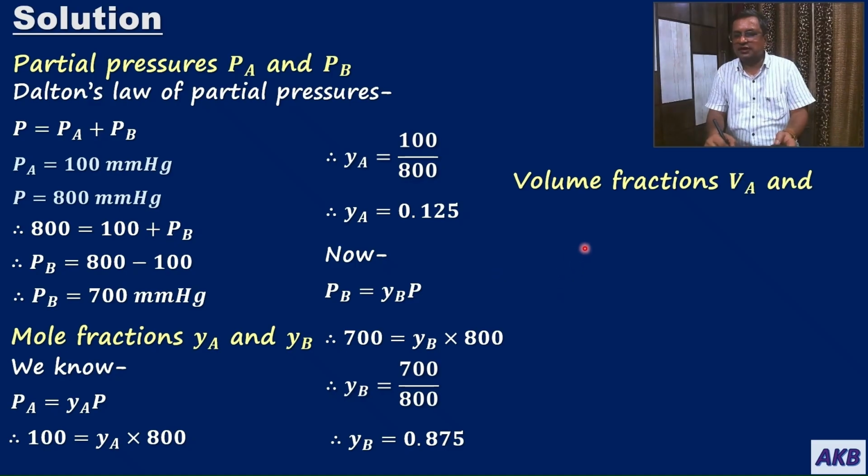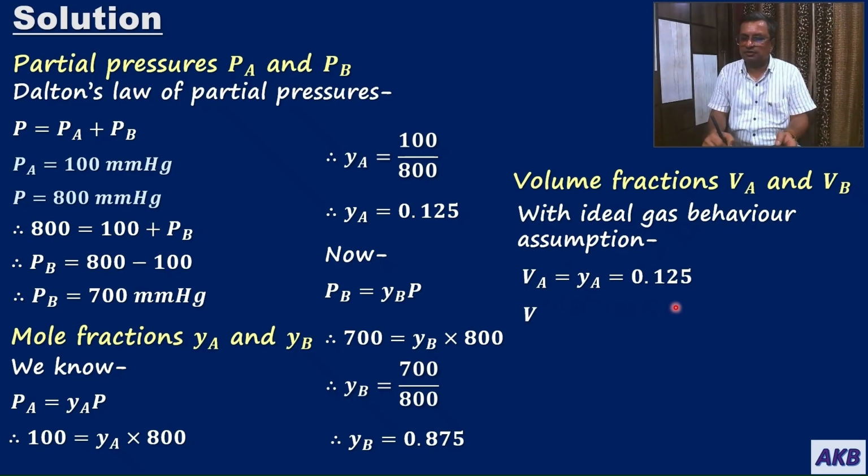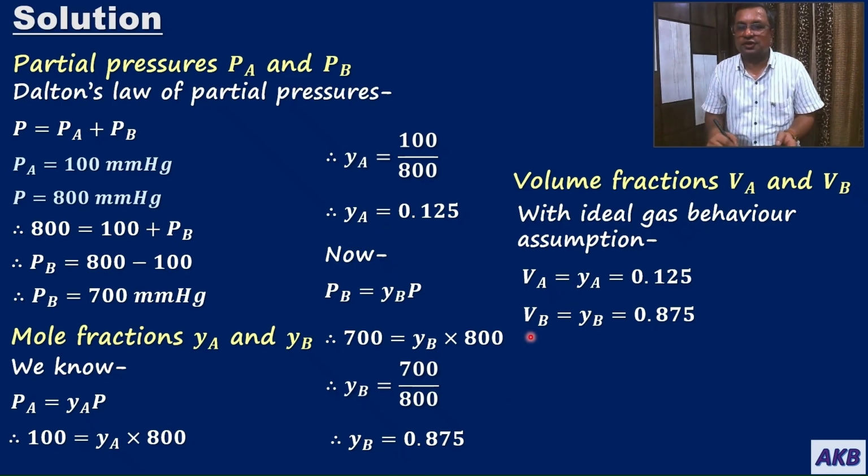Then let us get volume fractions Va and Vb. Since we are assuming ideal gas behavior, Va is equal to Ya, that is 0.125, and Vb is equal to Yb, that is 0.875. So in this way we have got partial pressure of B, mole fraction of A, mole fraction of B, volume fraction of A, and volume fraction of B. So let us continue with this.